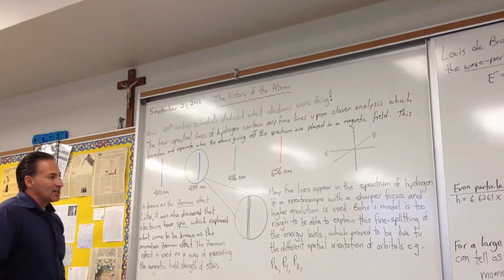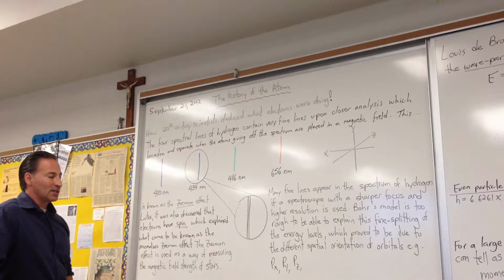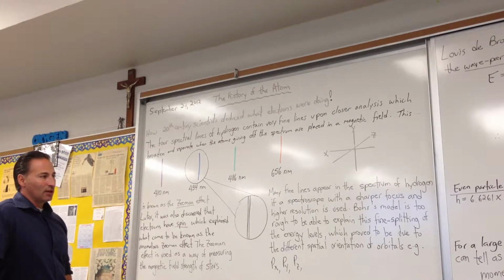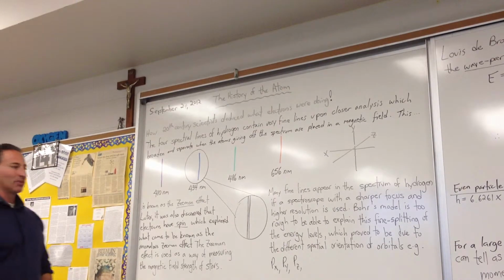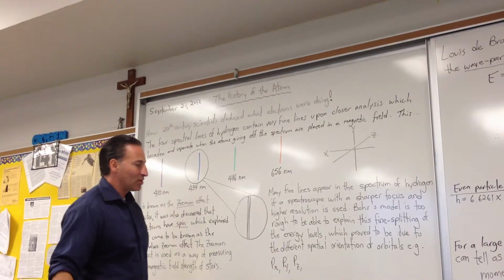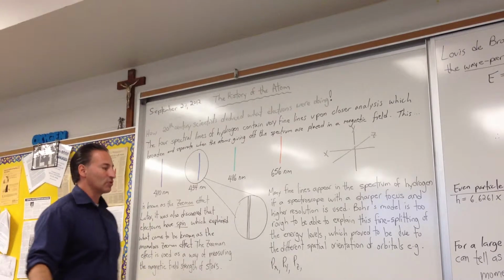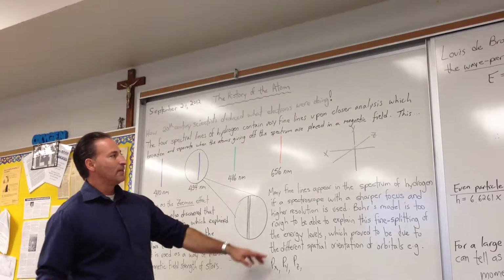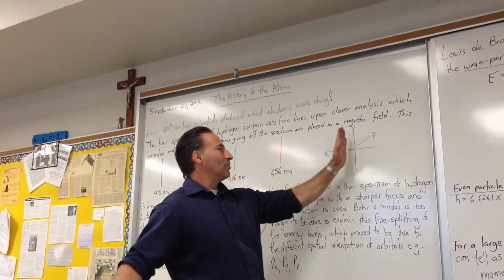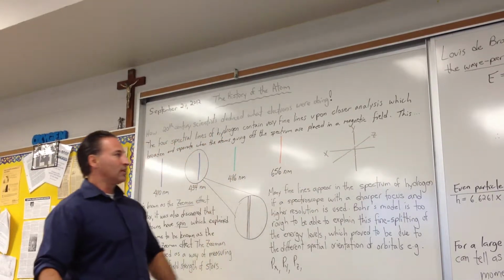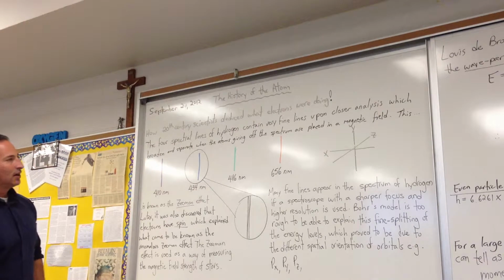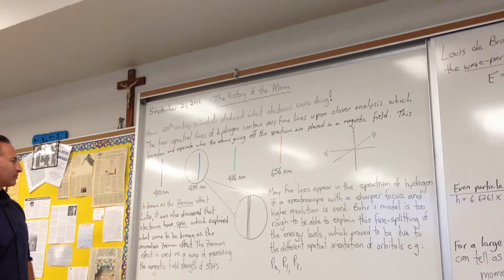So many fine lines appear in the spectrum of hydrogen if a spectroscope with a sharper focus and higher resolution is used. Bohr's model of the atom is too rough to explain this fine splitting of the energy levels, which proved to be due to the different spatial orientation of the orbitals. For example, p orbitals are oriented along the x, y, and z axes, so they're in different areas of the x, y, z coordinate system. This is known as the Zeeman Effect.